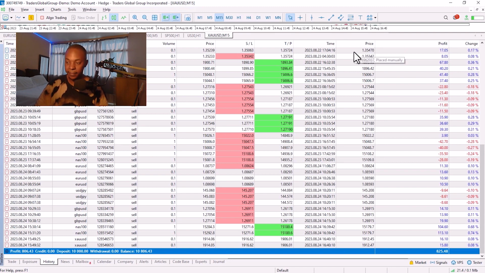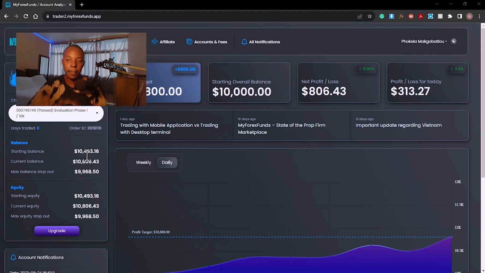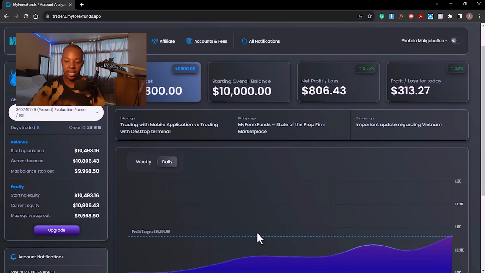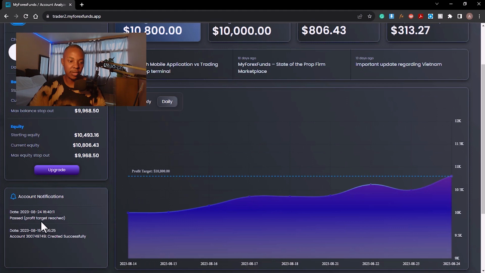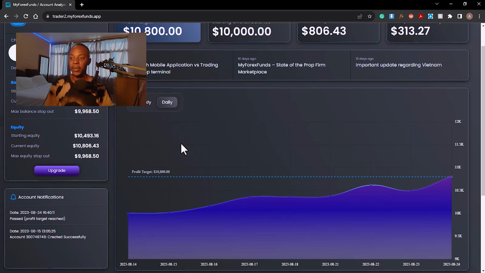So yeah, as you can see, this is the dashboard, and the target was $10,800, and as you can see, the net profit I reached from the initial 10k, and today's profit I made 2.9% for the day. And then as you can see there, traded 8 days, and profit target reached, and then the account notification, profit target reached. So yeah, that's technically how it went.